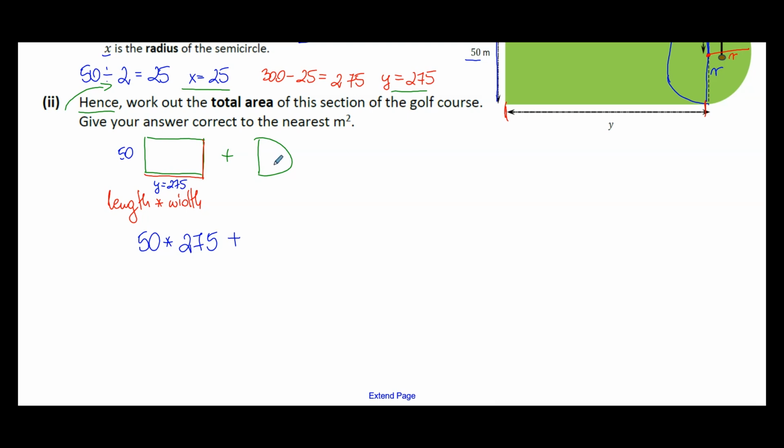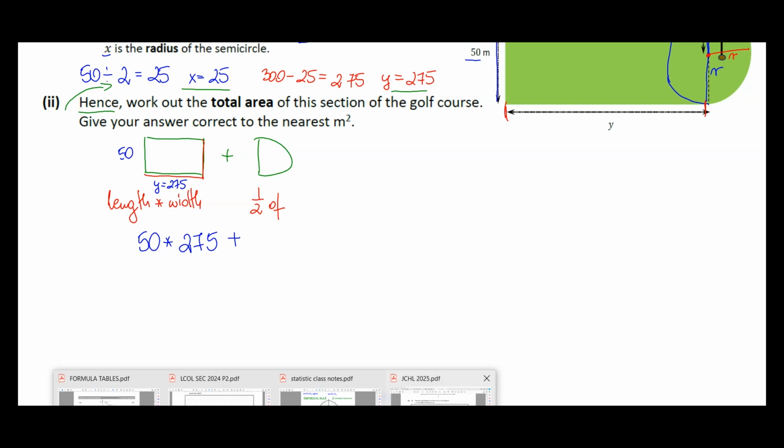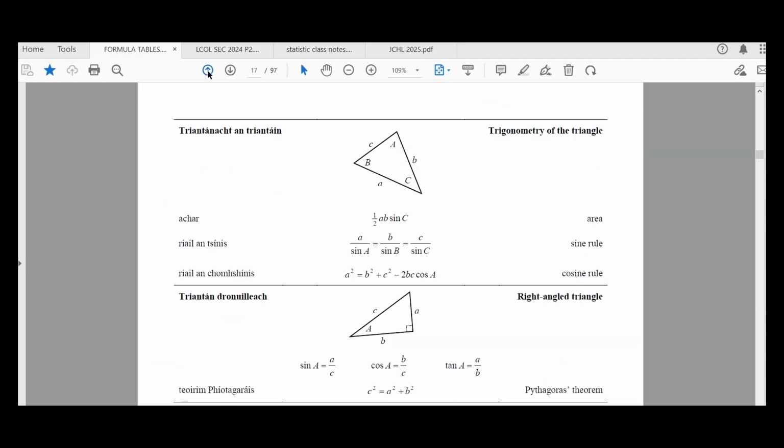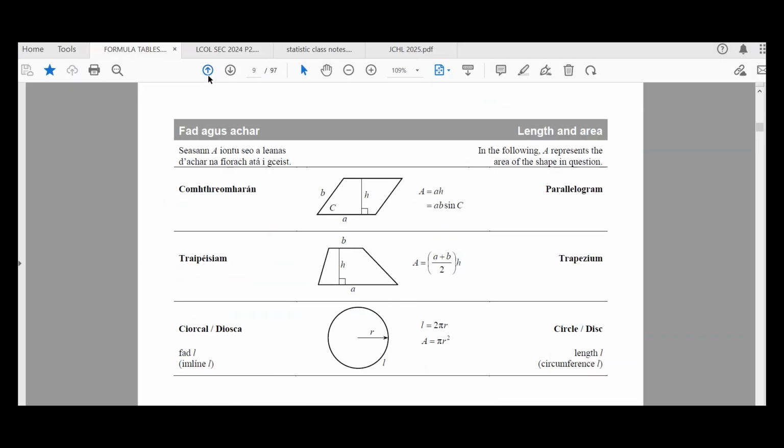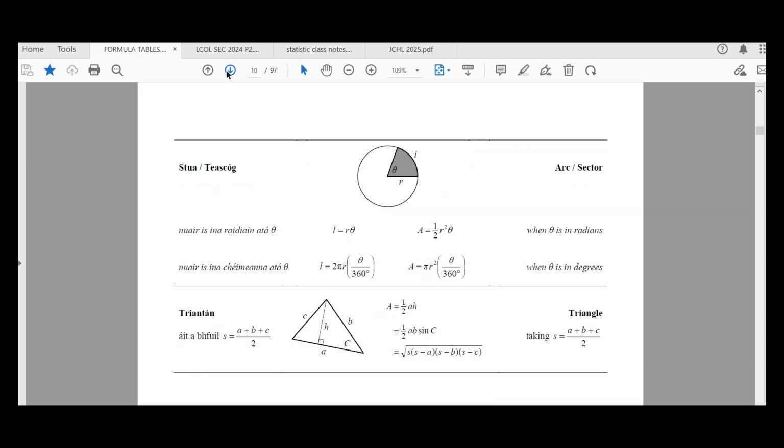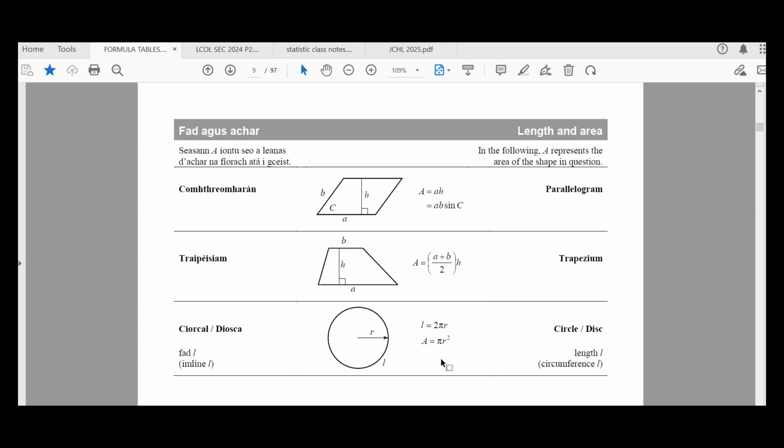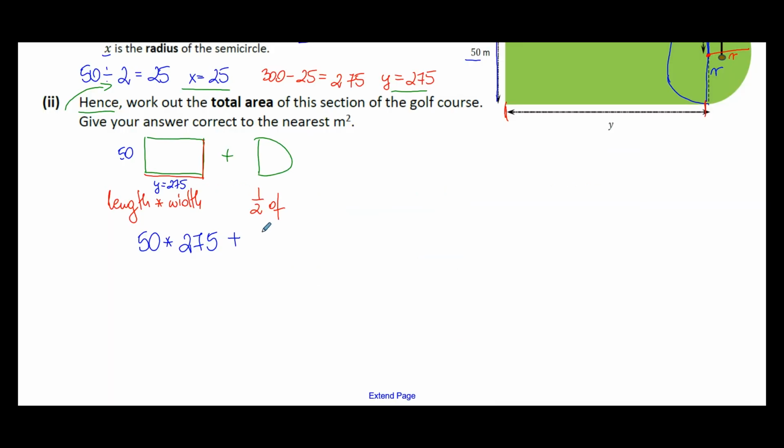How do we find the area of a semicircle? Basically, we find the area of the circle and then we take half of it. So we go to our maths tables. In the beginning of it, we have the formulas for area and volume. Here on page 8, we have the circle, and A represents the area of the shape in the question. So A is equal to pi r squared, and we are taking half.